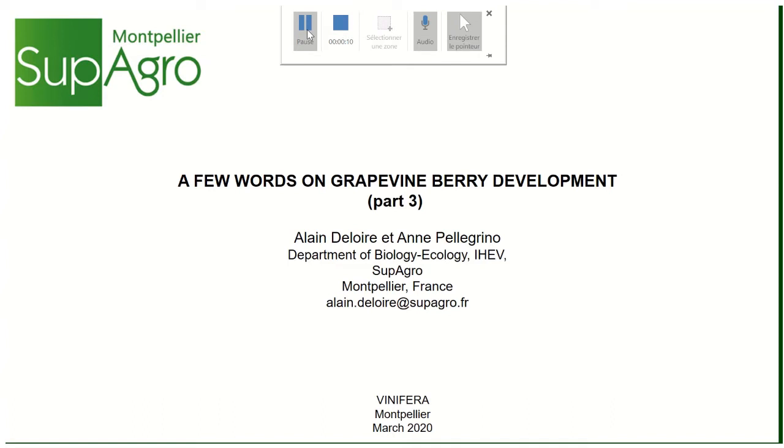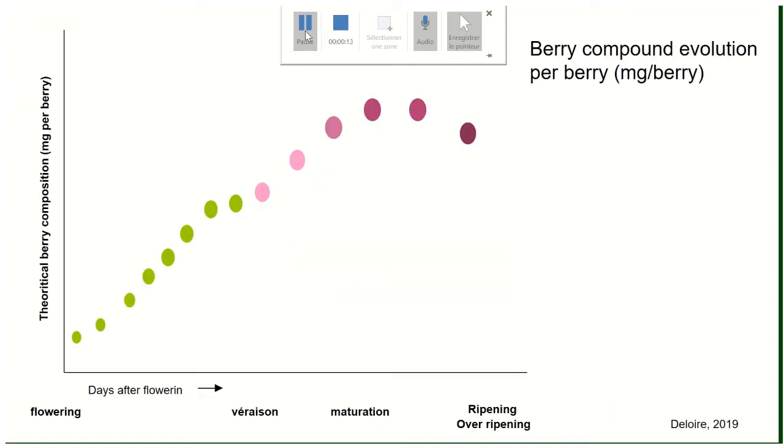It's part 3. What I aim to share with you, while representing results about the dynamic of compound accumulation, is the difference between representing results on a per berry basis, milligram per berry or gram per berry, and in concentration. This is the classical curve of berry growth. You already know it, with the green growth stages, veraison and ripening. It is the growth curve of a population of berries.